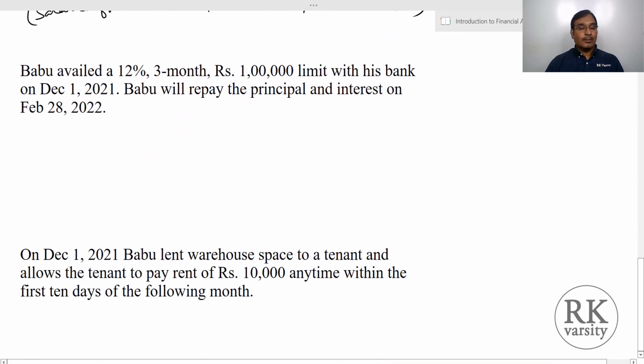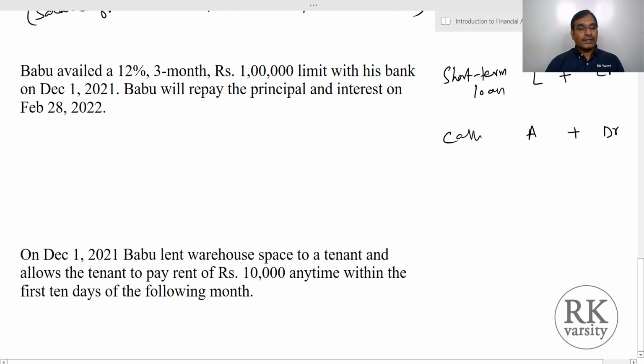Next one is Babu availed a 12% 3-month rupees 1 lakh limit with his bank on December 1st 2021. Babu will repay the principal and interest in Feb 2022. So the first transaction is very clear, that is you are receiving a loan, that is a short-term loan, and second one is your cash. So loan is a liability, cash is an asset. There is an increase in asset and also increase in a liability. So increase in asset is debit, increase in liability is a credit.